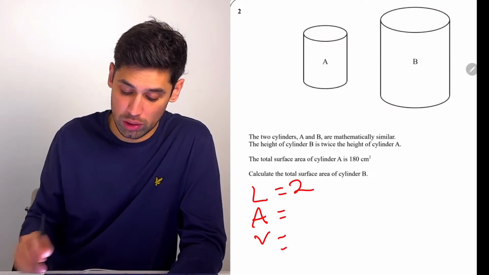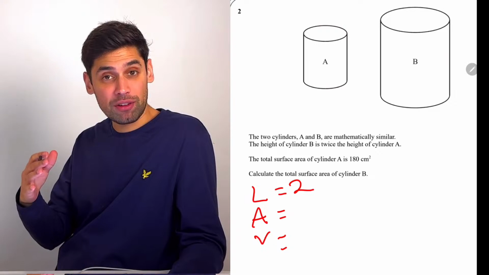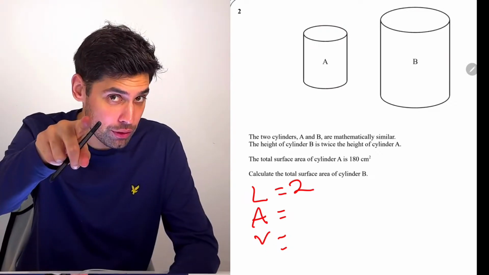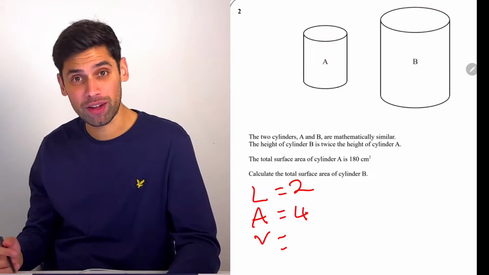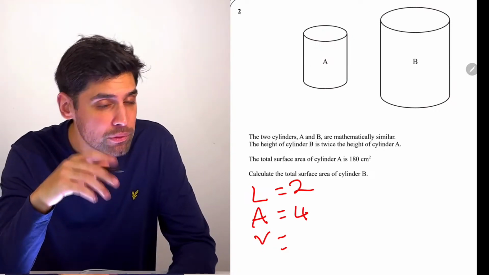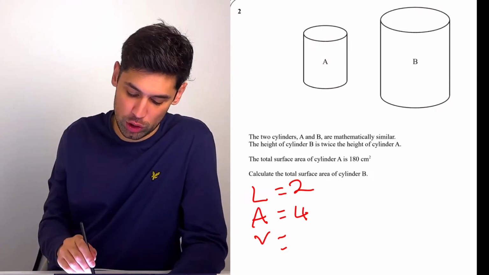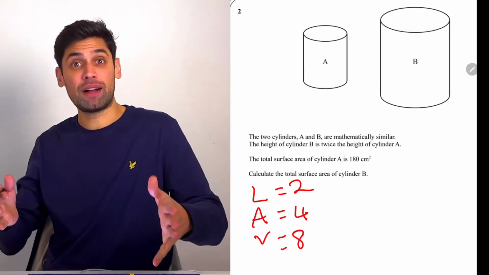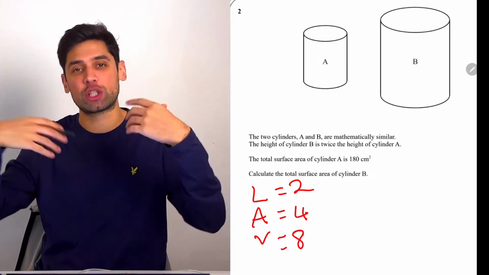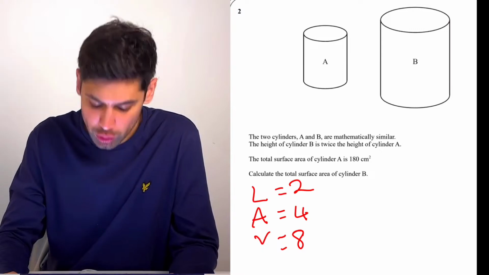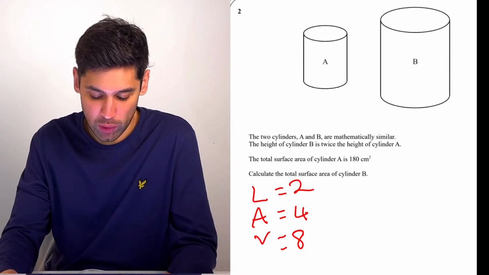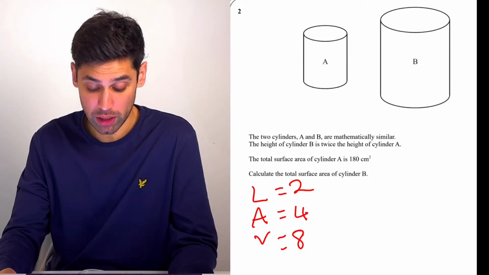L is 2, which means the area scale factor is, say it to yourself, that's right, 4. And the volume scale factor is what? That's what I'm talking about, 8, 2 cubed. So those are our scale factors. Now that we've got them, we can start actually answering the question. The total surface area of cylinder A is 180. Calculate the total surface area of cylinder B.